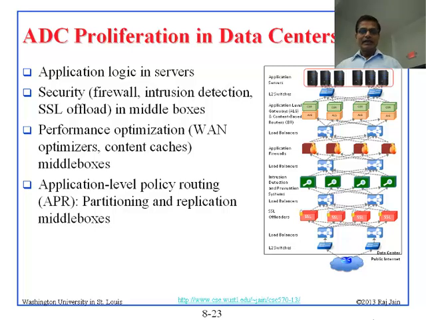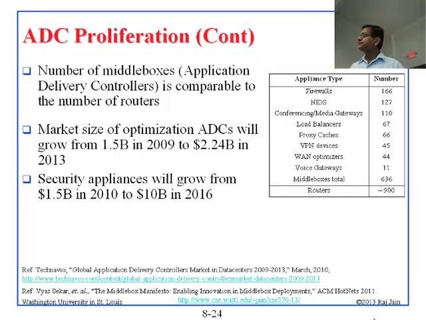In fact, the number of load balancers and these things is almost as much as the routers. I'm sure the number has gone up, because the routers number is not going up, I suppose, but the ADC number is going up with time. We also call them middle boxes. So the number of middle boxes is almost as much as the routers.